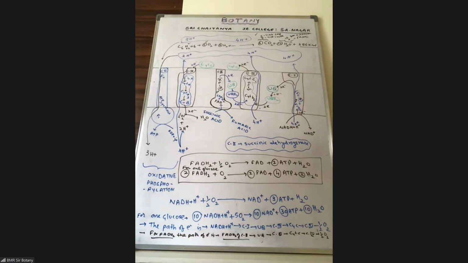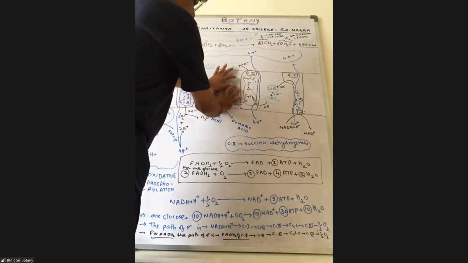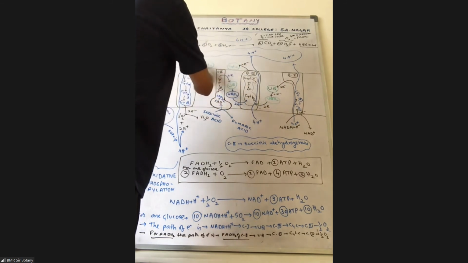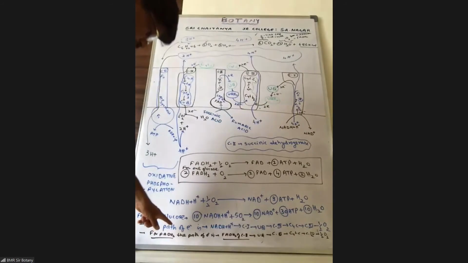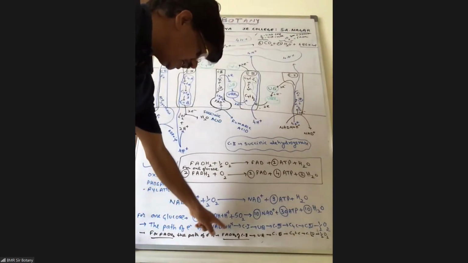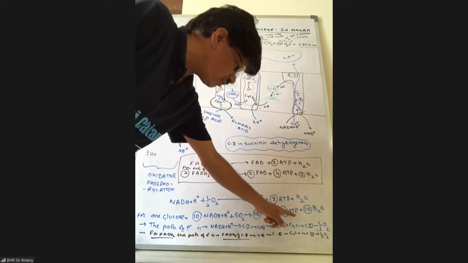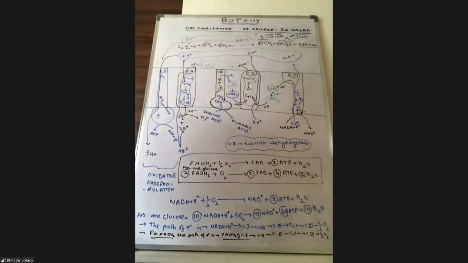Yes, sir. If it is NADH as the substrate, you should not consider this part. This will confuse you. So from here, the electrons flow ending with water. That's what I showed here. The path of electrons is NADH to complex 1 to ubiquinone to complex 3 to cytochrome C to complex 4 to oxygen. Got it? Yes, sir.